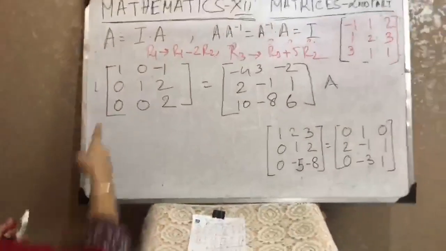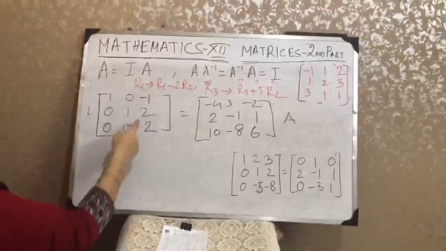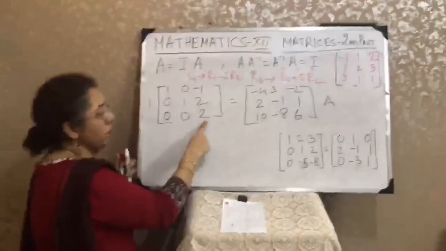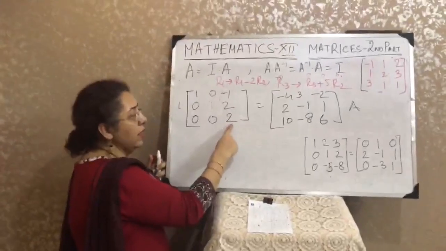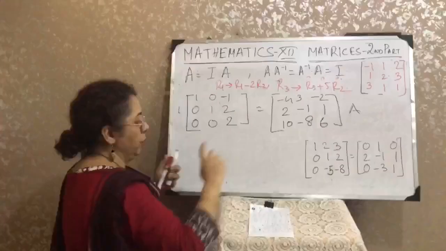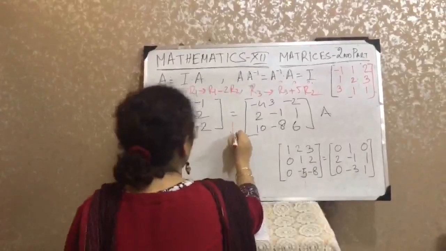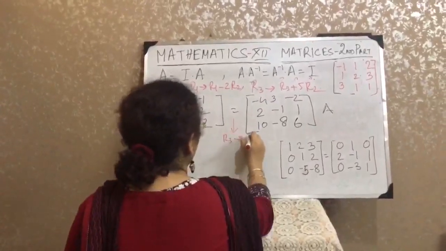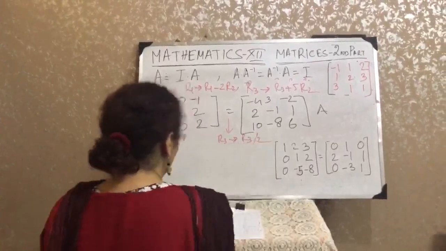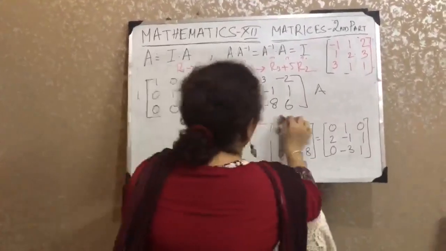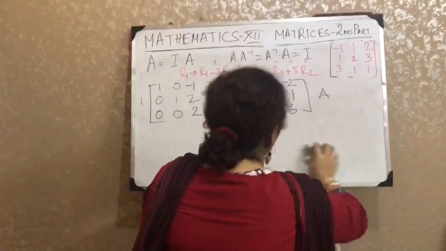Now, second column has also we have got. Third column, which one to be made 1? This is to be made 1. How? 2 is there. So, better divide all through by 2. That means my next step is R3 should be divided by 2. All through the R3 we should divide by 2.